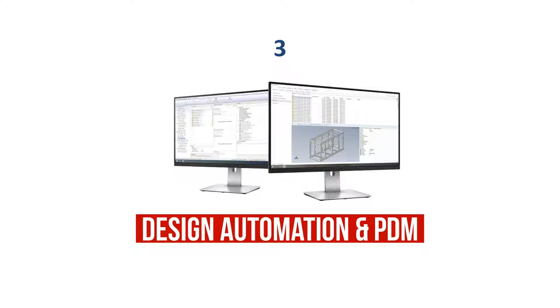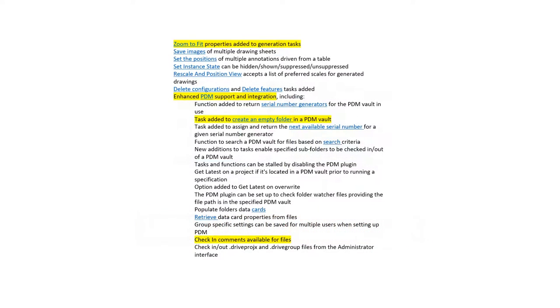Going on in design automation and PDM, well, it was very interesting to see that some of those zoom to fit properties were finally added in the generation task, and also some other tools like save image of multiple drawing sheets. Sometimes we do have drawing sheets with many pages, but we couldn't save them as an image. Now we can do that very easily. So hurray for that.